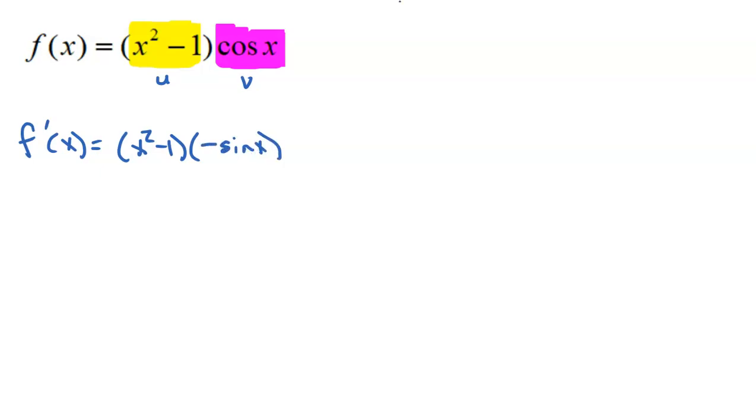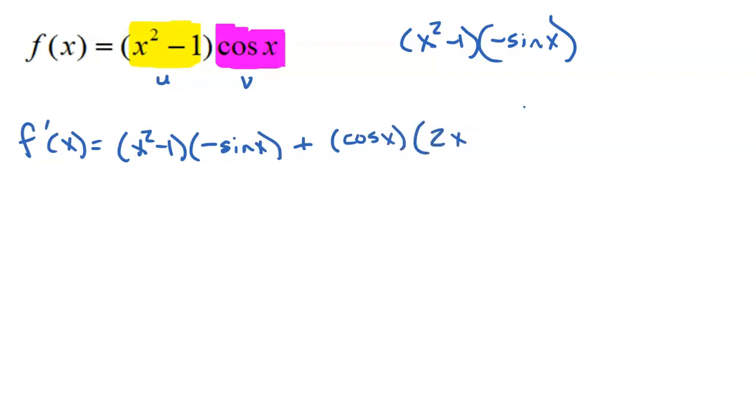Please use parentheses. Just as a quick side note, I get a lot of kids that won't use parentheses there, and they'll write x squared minus 1 minus sine of x. They won't use parentheses, so it actually looks like x squared minus 1 minus sine of x, but it's not. It's x squared minus 1 times negative sine x. So be careful using parentheses. Plus, then we're going to leave v alone. That's cosine of x, multiplied by the derivative of u, which is 2x minus 0, so just 2x. And voila, I'm actually done.